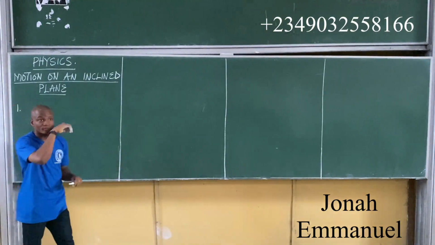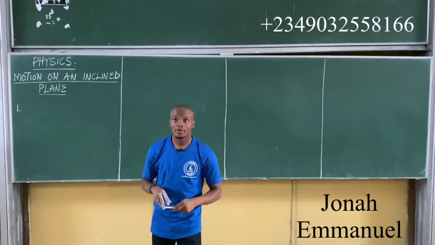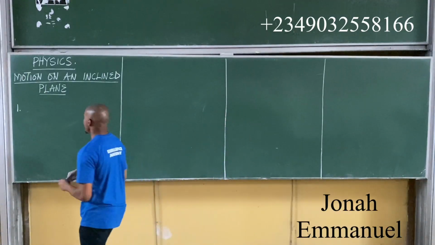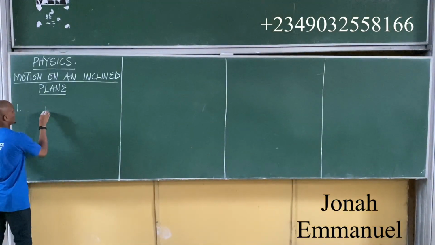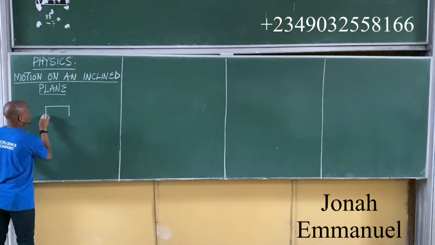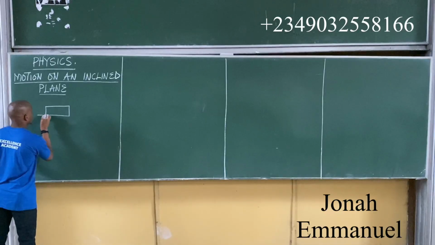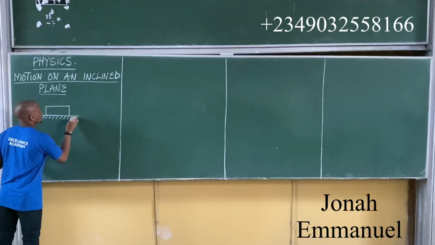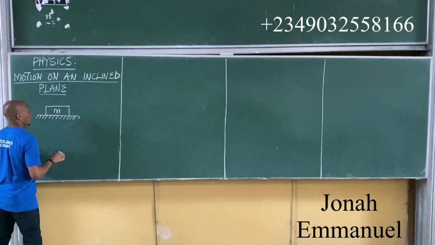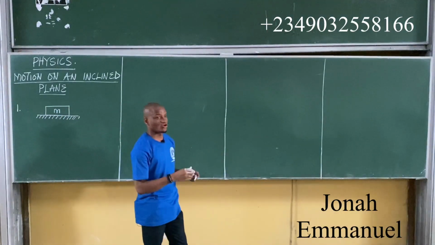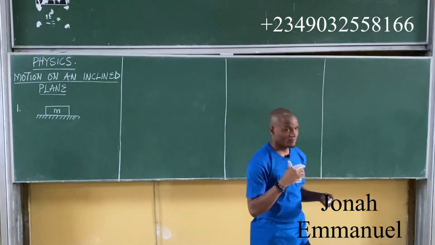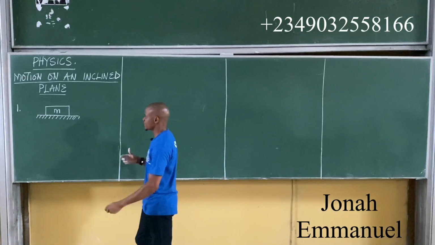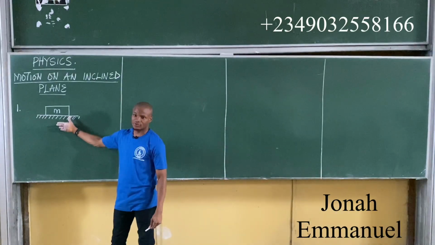Number one, when a body of mass m rests on a rough surface, as shown below, you can now draw this.